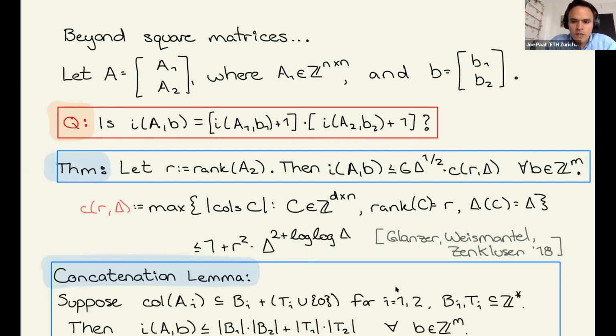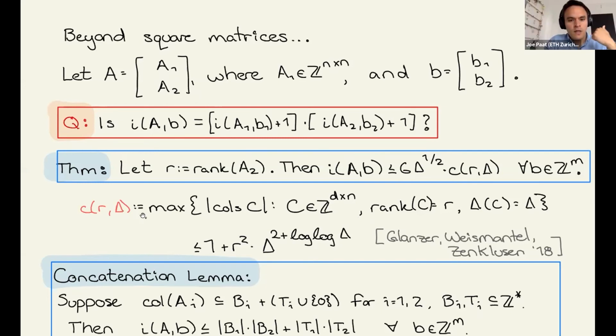Just to be a bit more precise, how do we prove this theorem? Well, we have this so-called concatenation lemma that if you partition the rows of your matrix and you apply this box and translate lemma individually on each set of rows, then you can essentially multiply together the sizes and bound the integrality number. Okay, and again, that's where we get this. The 6 delta to the 1/2 comes from before, and the C_R(delta) comes from enumerating A2.